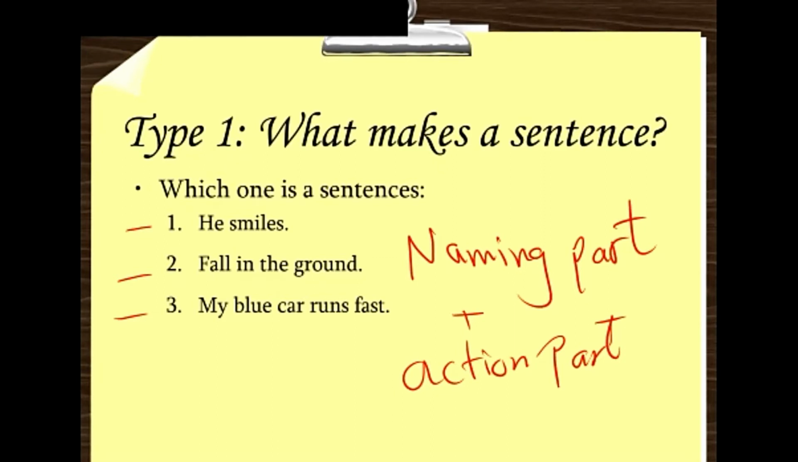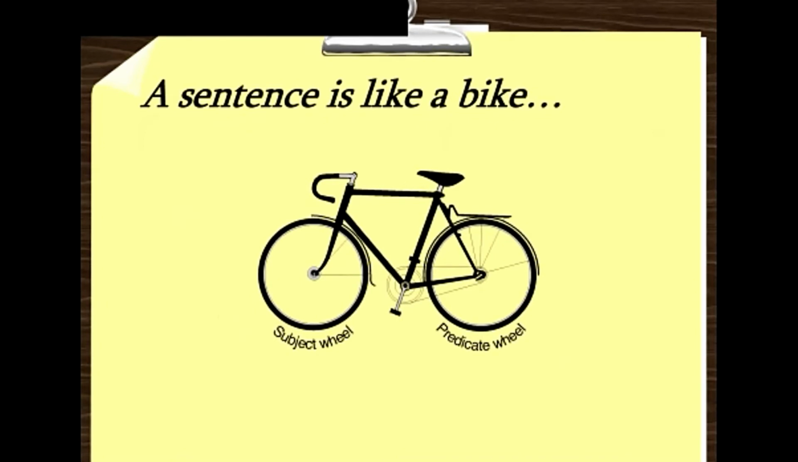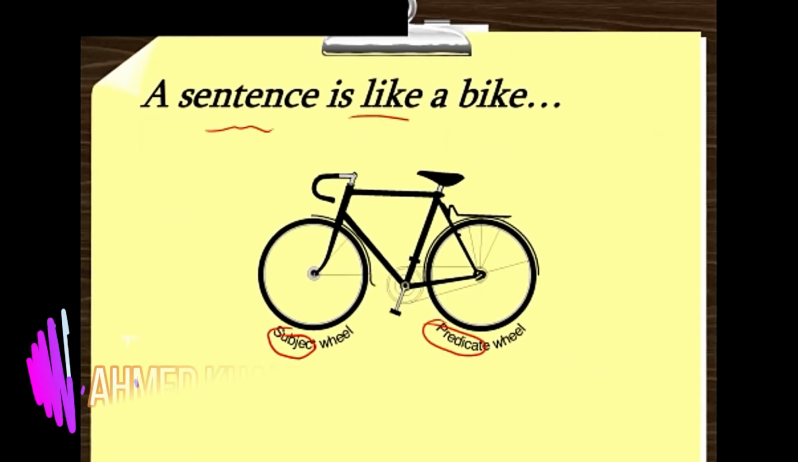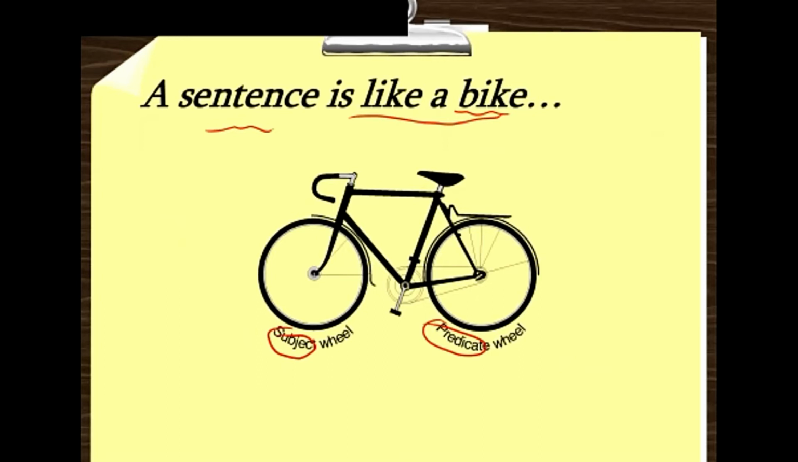Let's complete the presentation and see. Can you see this wheel? This one is the naming part and this one is the action part. So a sentence is like a bike. I think you can see a picture of the bike on the screen now. This bike has two wheels, wheel number one and wheel number two. Number one is the naming part and number two is the action part.